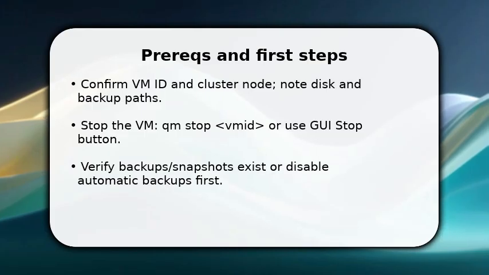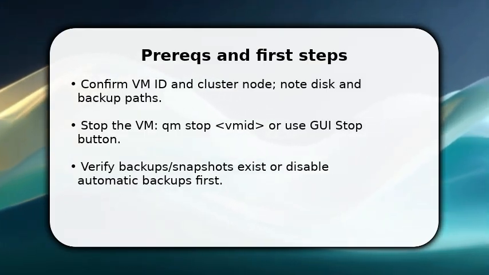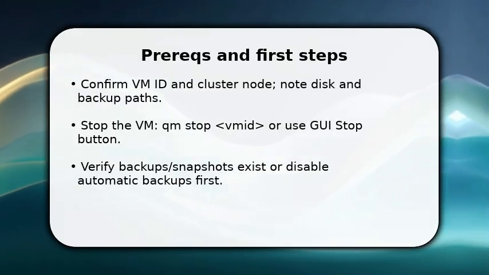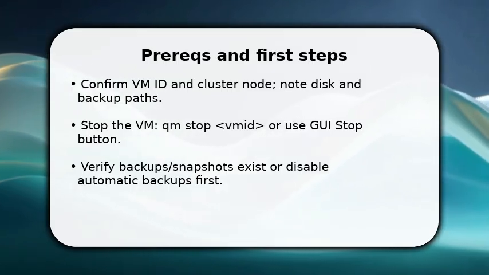You begin by confirming the VM ID and which node holds its disks and backups, because deleting requires certainty. Stop the VM next. Use qm stop vmid or the GUI stop control. This prevents live disk changes.